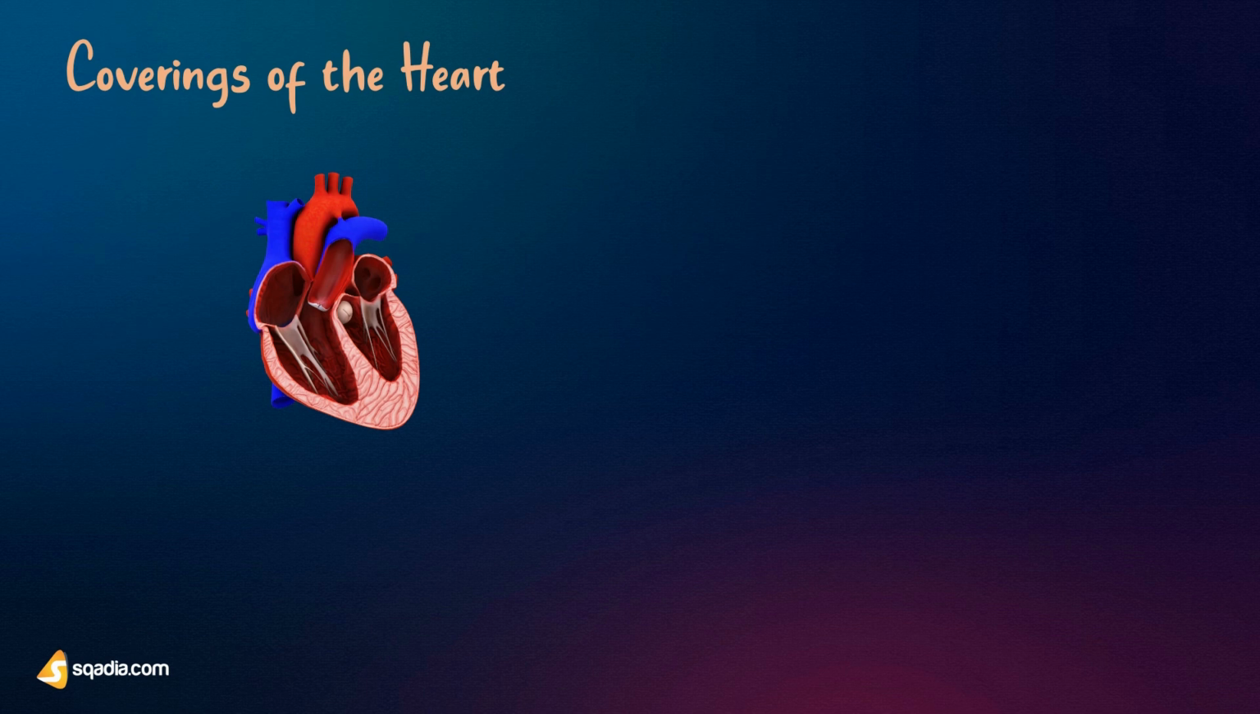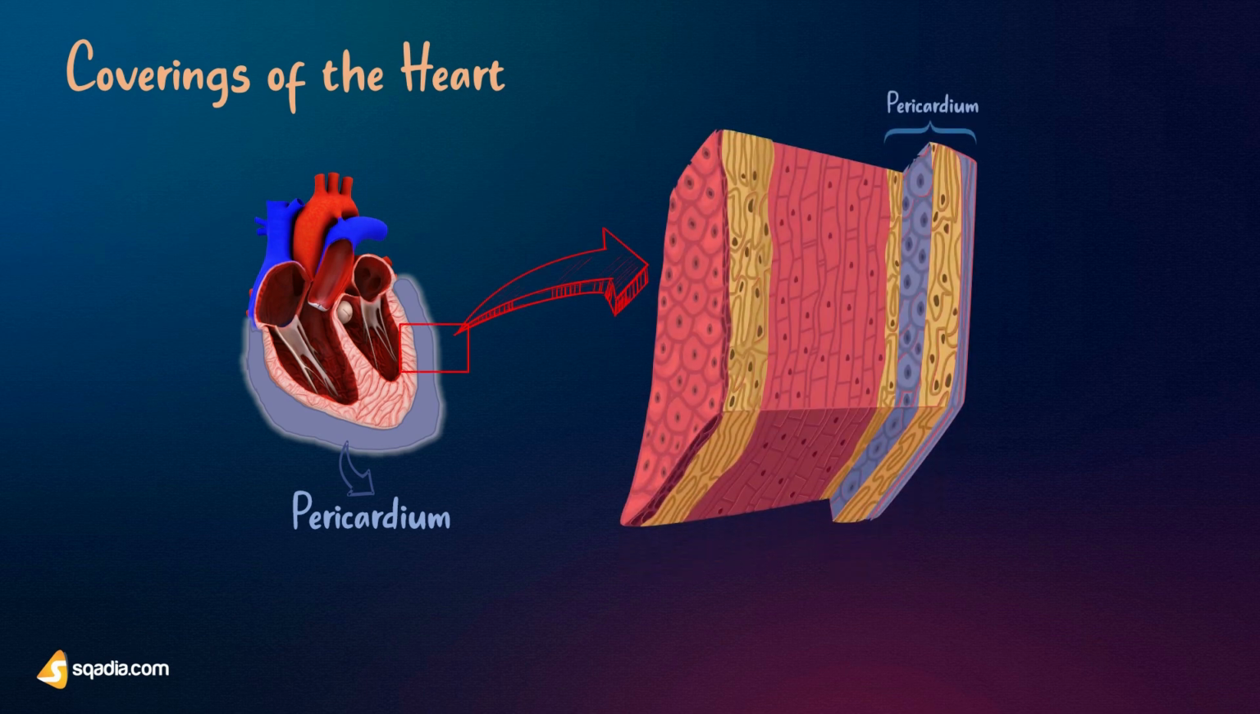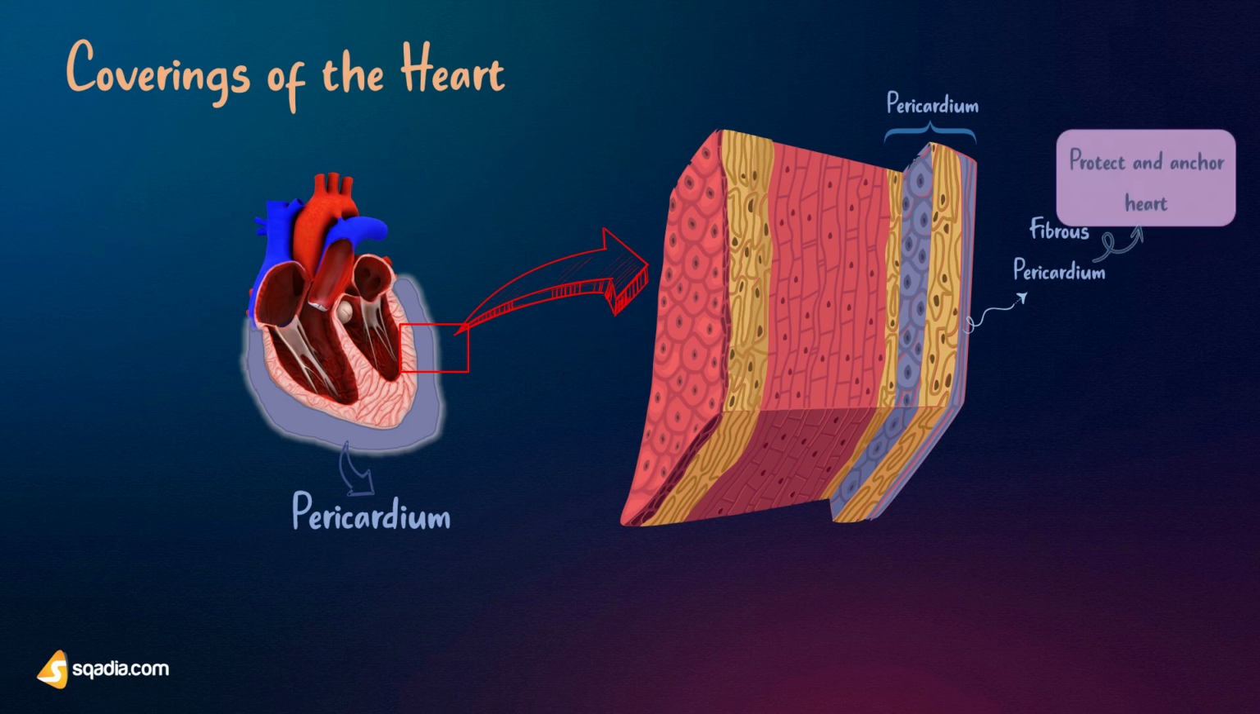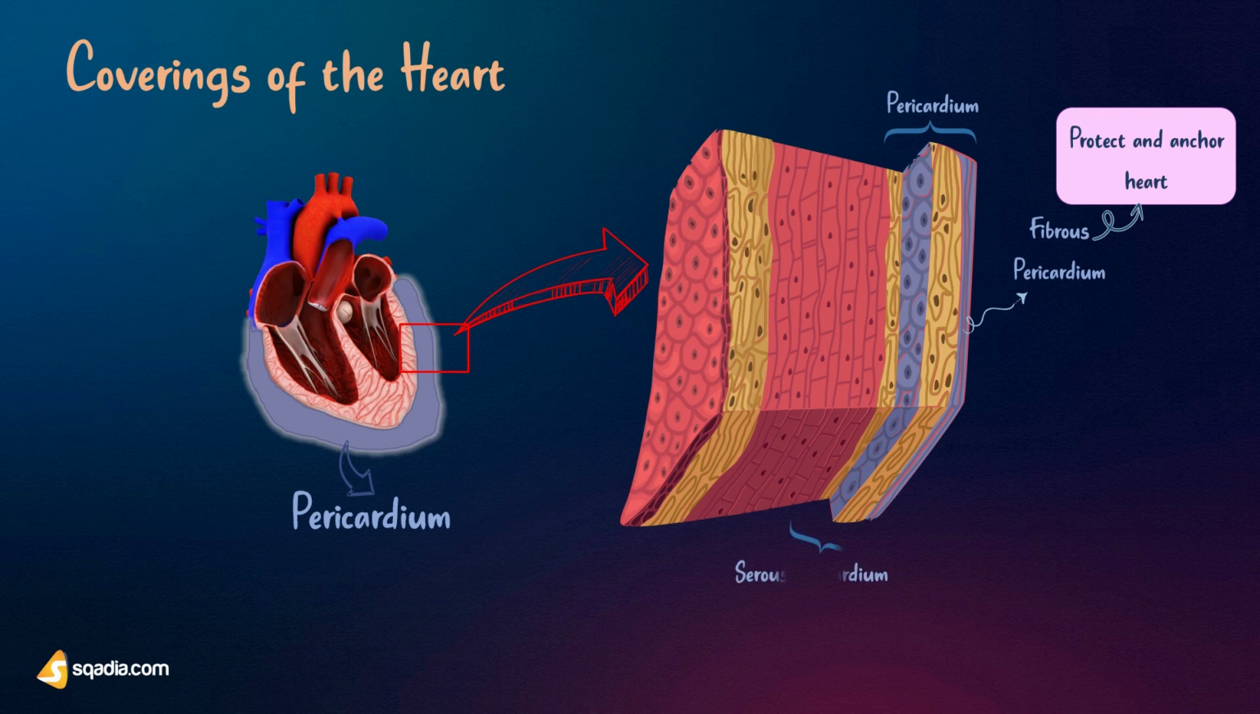The heart is enclosed inside the pericardium, a double-walled sac. Let's have a close look at pericardium. The superficial portion of the pericardium is called fibrous pericardium, that consists of tough, dense connective tissue. It functions to protect the heart and anchor it to surrounding structures. While the inner portion of pericardium, which is composed of a thin and slippery membrane, is called serous pericardium.